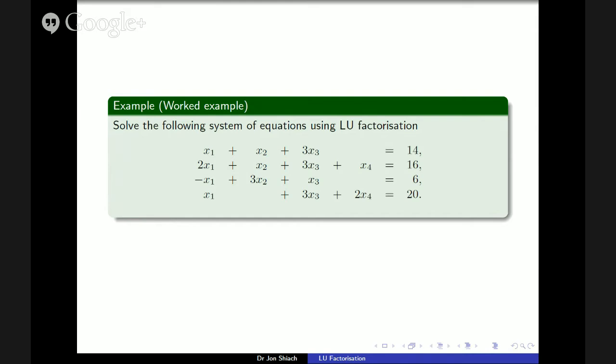I just calculated that in my head. I certainly haven't got it written down. That's what I'd done earlier. Right, so that gives us our y4, straightforward forward substitution.